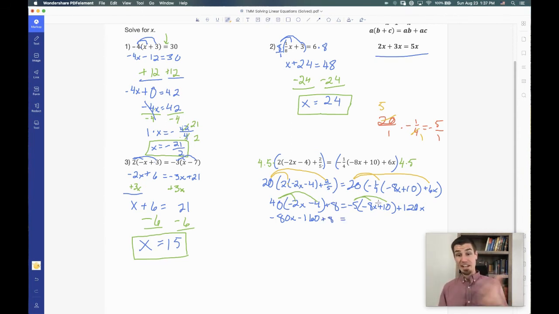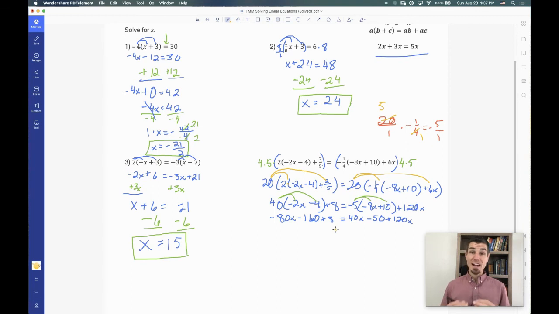Then we distribute the -5. Negative times a negative gives us a positive here. 5 times 8x gives us 40x. Then -5 times positive 10 gives us a negative, and 5 times 10 is 50. So -50. And we did not do anything to this 120x. So see that -5 didn't distribute over there. We're just going to bring that down.